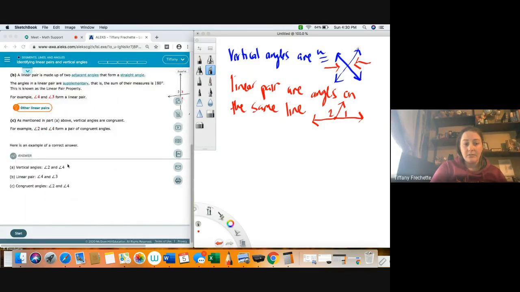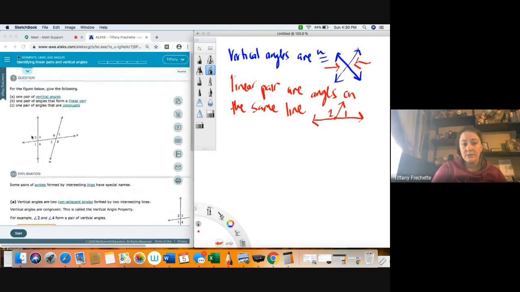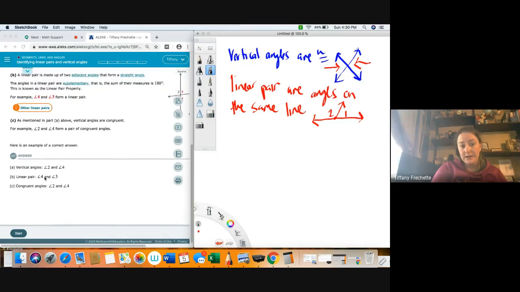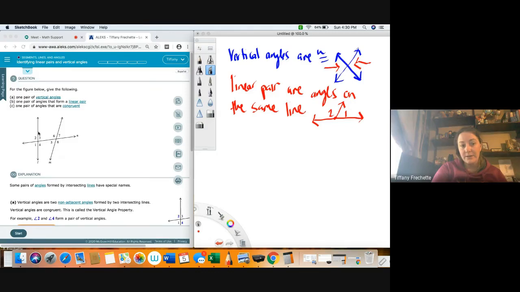So if we go down here, we see that they've put angle 2 and 4 for vertical angles. If we look at these two lines, they're crossing, and they went across the vertex here to get to 2 and 4. And then they went 4 and 3 for a linear pair. So 4 and 3, they're on one line together. So we could have done 1 and 4, we could have done 1 and 2, 2 and 3. There's a ton of options for all of these answers. Even for vertical, we could have gone 3 and 1. We could have jumped over here and gone 6 and 8 or 7 and 5. There are a lot of answers for this one problem.